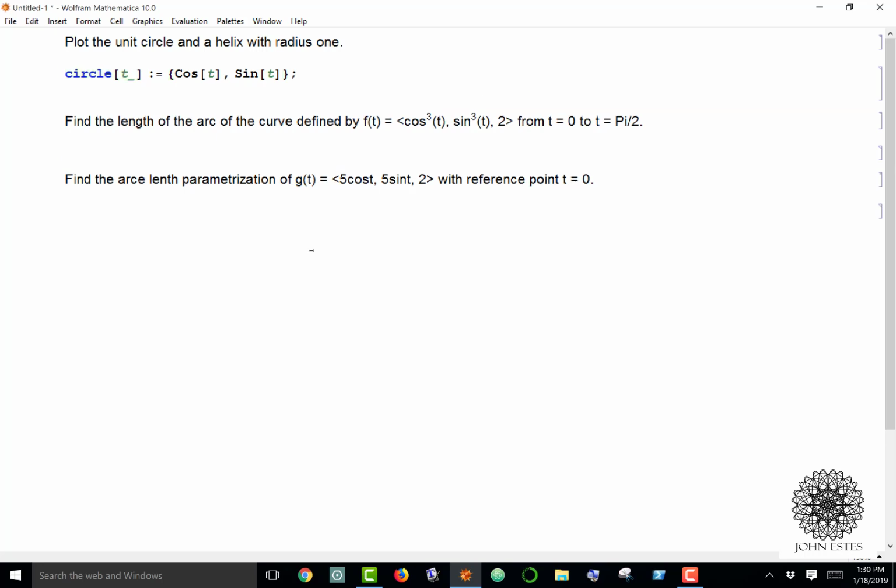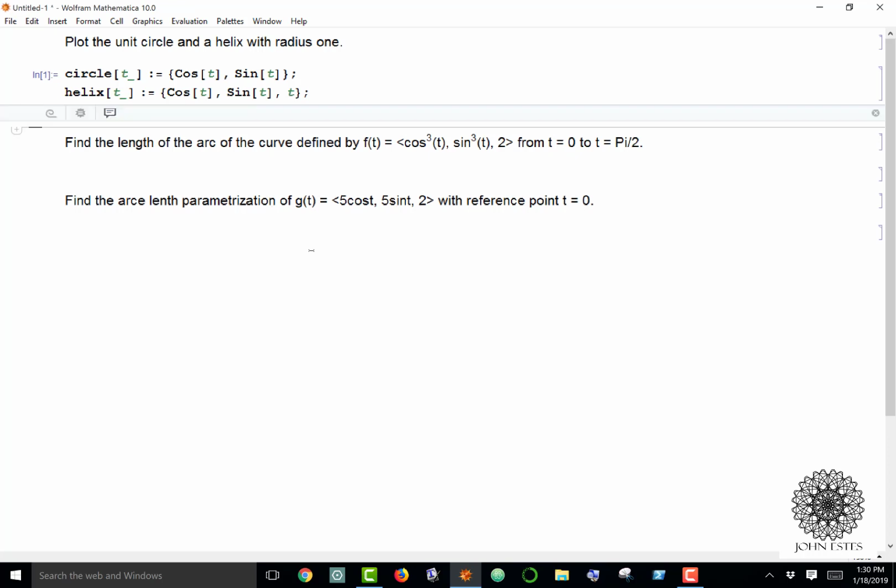It's a vector function. I'm also going to define my helix function here to be where I have cosine t for my x coordinate, sine t for my y, and just t for my z coordinate. So these are three-dimensional here. The helix is three-dimensional, the circle is two-dimensional.